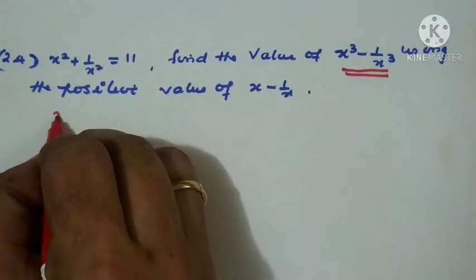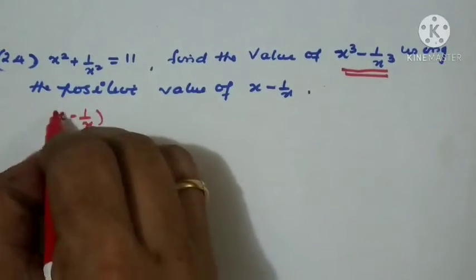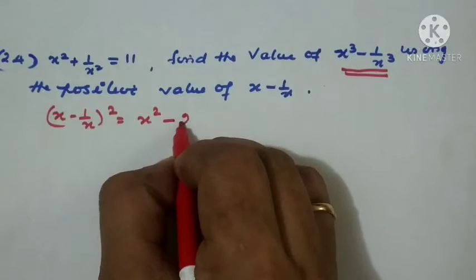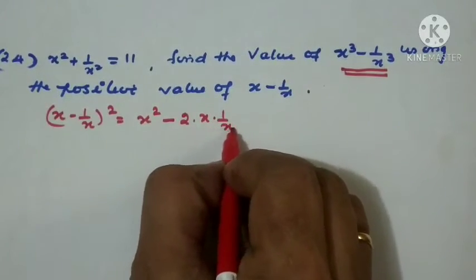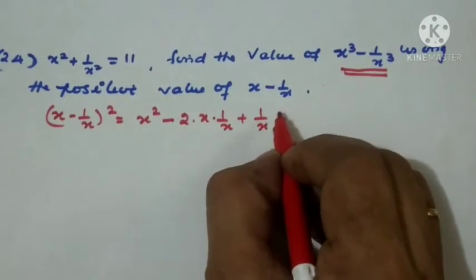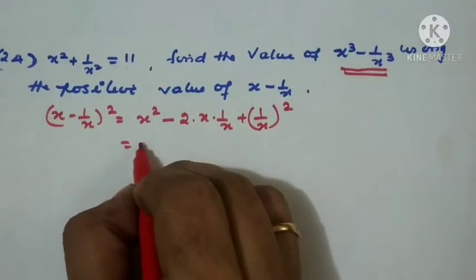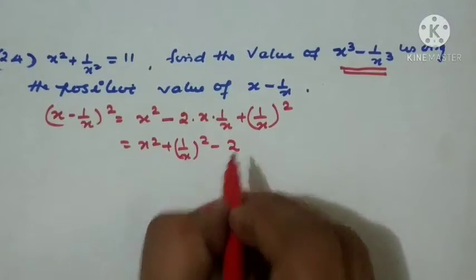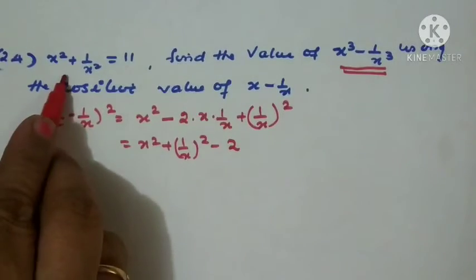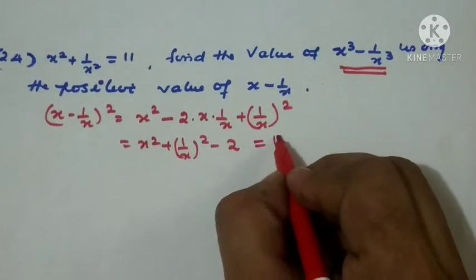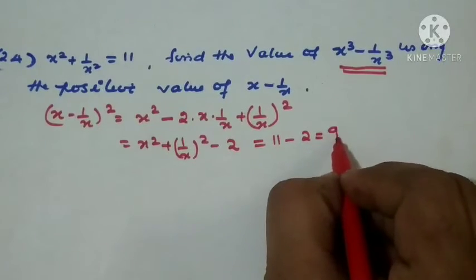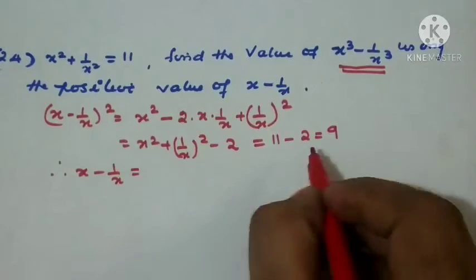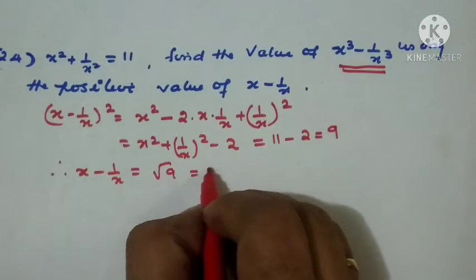What is x minus 1 by x whole square? We will expand this one. X square minus 2 into x into 1 by x plus 1 by x square. That means x square plus 1 by x square minus 2 only. So x square plus 1 by x square is given as 11. So 11 minus 2 is equal to 9. Therefore, x minus 1 by x equals root 9, that means plus or minus 3.